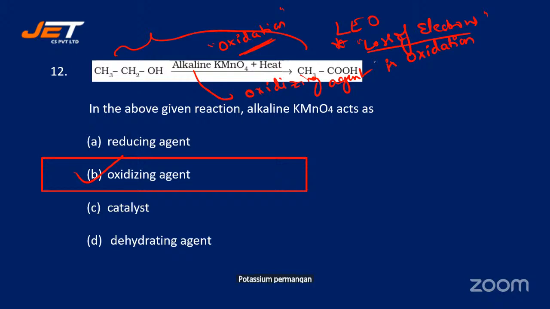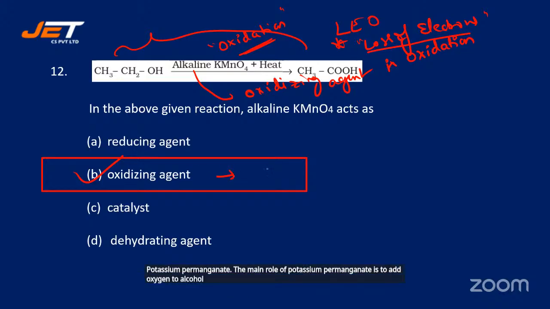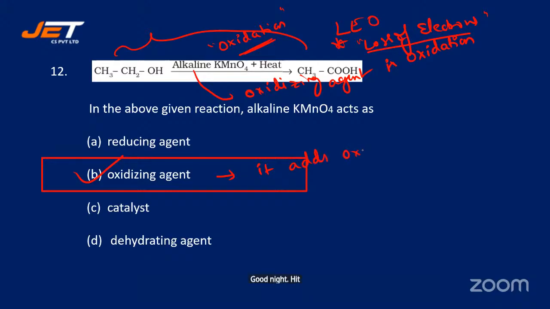The main role of potassium permanganate is to add oxygen to alcohols. What is its significance? It adds oxygen to alcohols and converts them to acids.